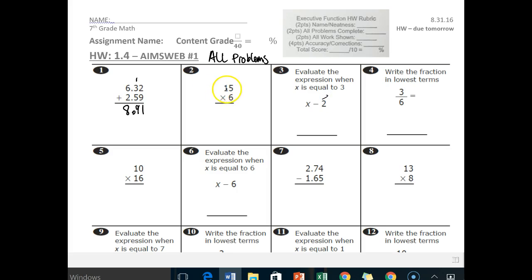You can use your multiplication chart on number 2 to do 15 times 6, or you can do it the long way. 6 times 5 is 30, carry your 3. 6 times 1 plus 3, 9, 90. Here, plug in. Mr. Mason, do I have to draw that arrow? Yes, you do. 3 minus 2 becomes equal to 1. Lowest terms, that means I need to divide. I need to simplify these fractions, divide them both by 3, I get 1/2.